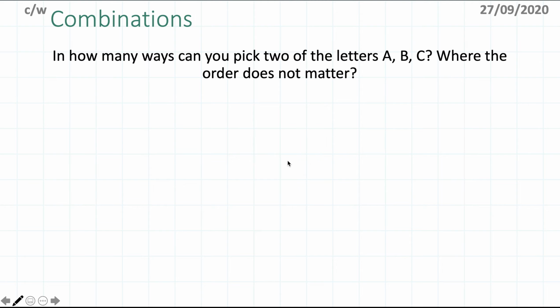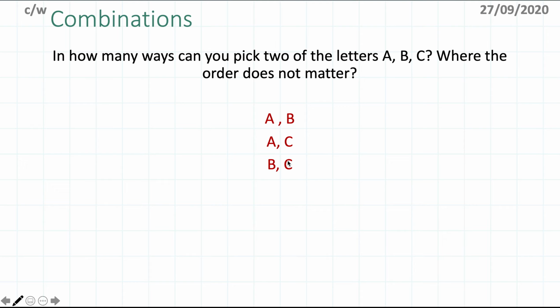So let's look at this question. In how many ways can you pick 2 letters from A, B, C where the order does not matter? This is called a combination. So you're looking at a combination of these 3 letters. You're picking 2 out of these 3 letters, but the order doesn't matter. So I could do AB, which is the same thing as BA, so I'm not going to write BA, AC, and then BC. So in total, I have 3 options.